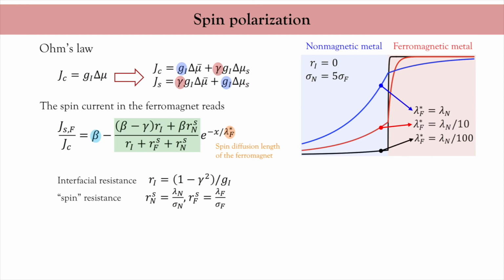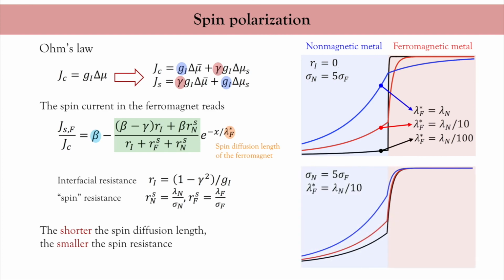They basically tell you how easy or hard it is for a spin polarized electron to penetrate into the metal, be it non-magnetic or ferromagnetic. The shorter the spin diffusion length, the easier it is for the spin current to penetrate the metal. So bottom line, if you want to achieve high polarization at the interface, you need large interfacial resistance, as shown in this figure. The black curve represents the case where there's no interfacial resistance, while the red and blue curves present very high resistance. The higher the interfacial resistance, the higher the interfacial spin current.